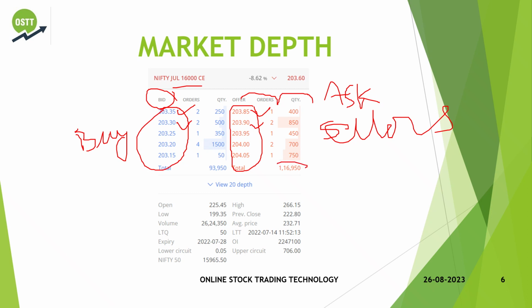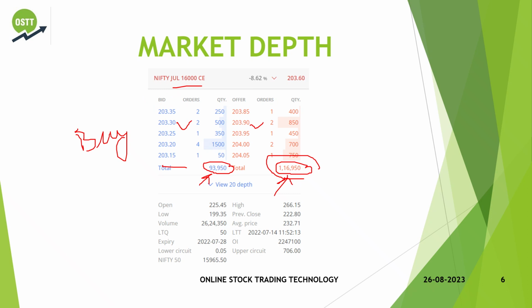So you should not get confused by seeing this total volume over here or here, which gives you an impression that the total number of buyers is 93,950 on this side, and the total number of sellers is 1,16,000. So you would go to the sell side. No, this is not the way. Similarly, it is for stocks also. This is not the way to analyze, because these people are not real buyers or sellers. So what will you have to depend on then?